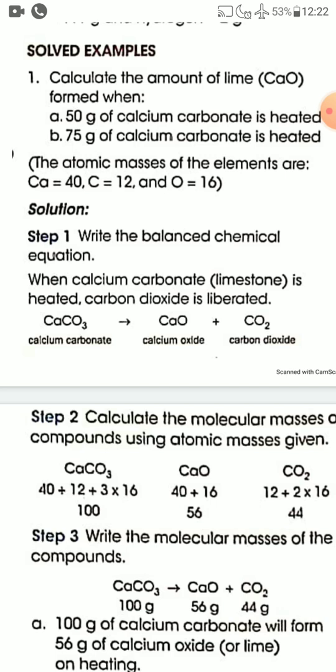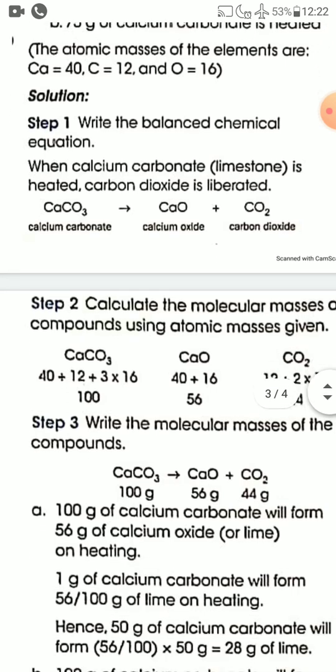So first you have to write the balanced chemical equation. The balanced chemical equation for the decomposition of calcium carbonate to give calcium oxide, that is lime, and carbon dioxide is CaCO3, calcium carbonate, arrow, calcium oxide, CaO, which is also known as lime, plus carbon dioxide, CO2. So the balanced chemical equation is CaCO3 → CaO + CO2.